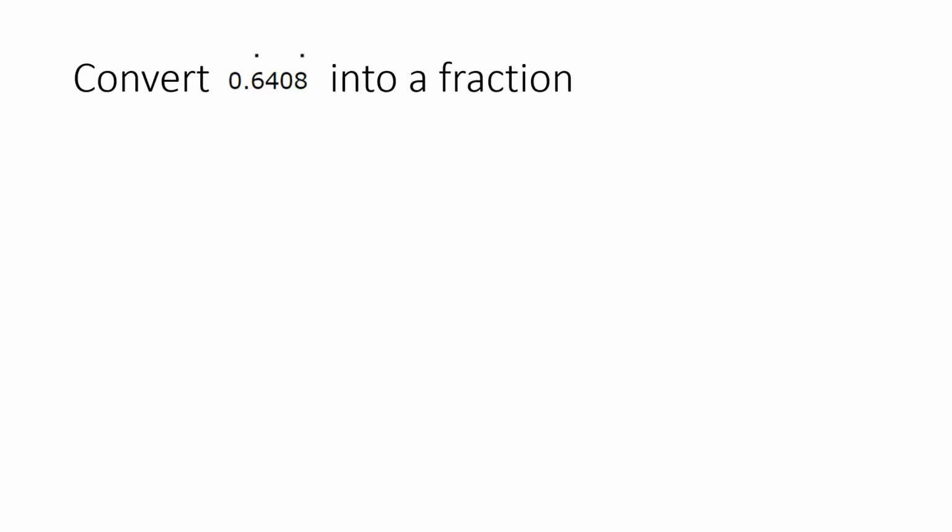Now let's look at this example. For this example, we have 0.6408 recurring to put into a fraction. How are we going to do that?